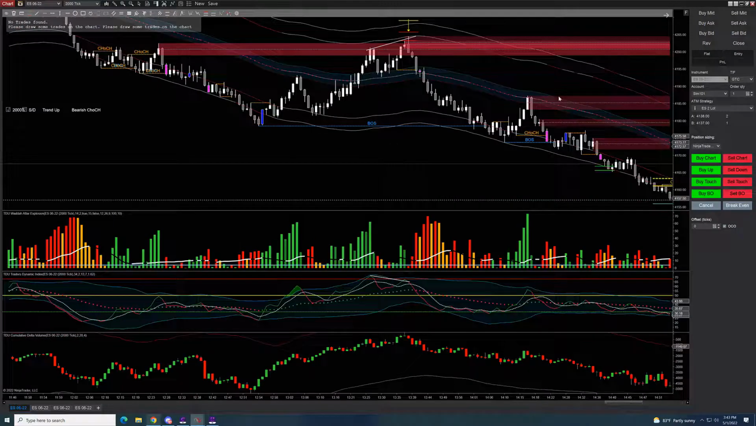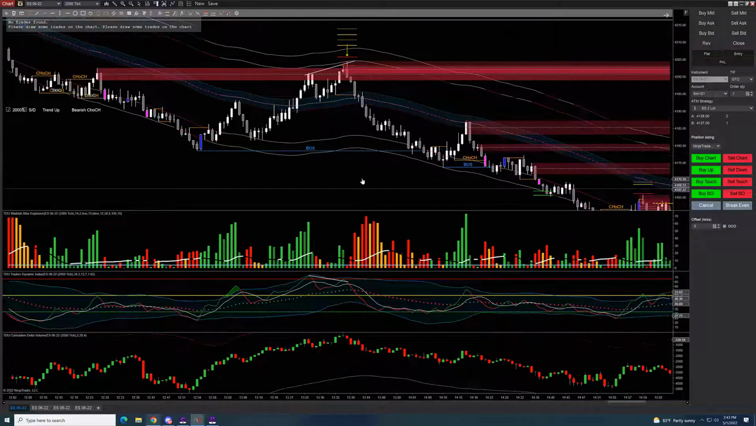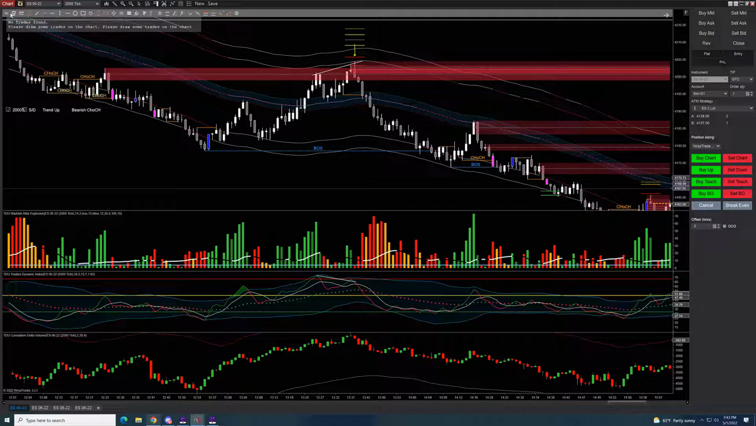But let me come back here because this is really a tricky location. So let me take off all the things that we have here. We've come up now. If you took the short here and your stop was one tick on the other side of that pivot, you may very well have been stopped. Or if you took a scalp here, you probably get your scalps out.